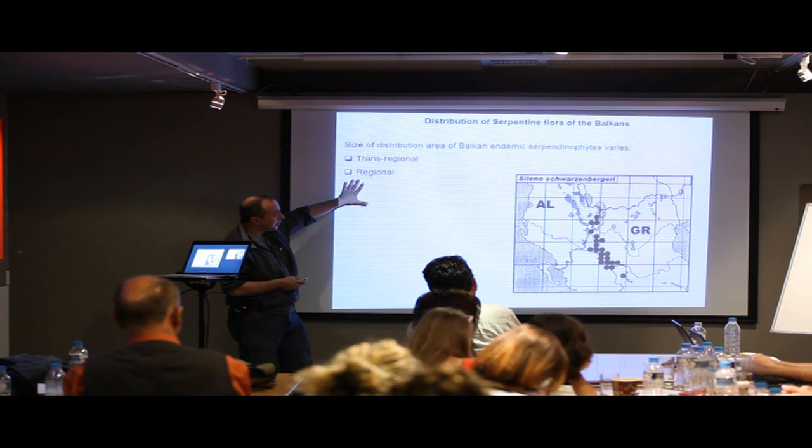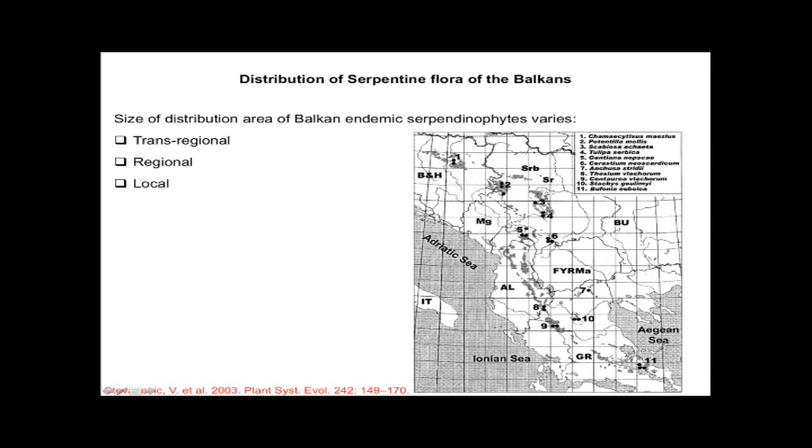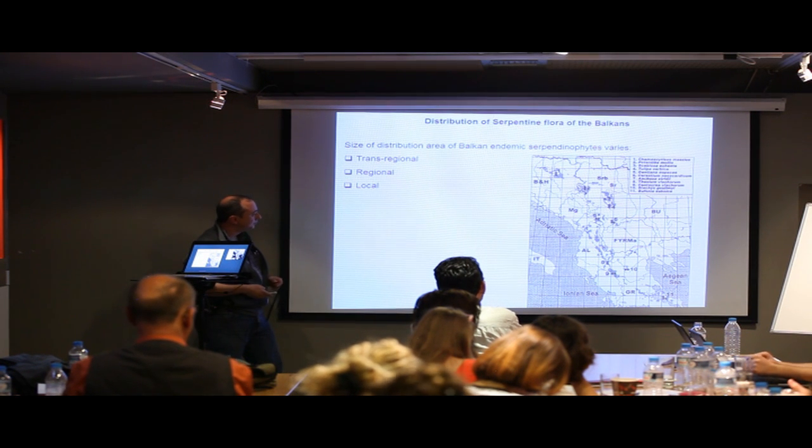Another category is the regional endemic species, which are confined to one floristic region only, as is the case of Silene schwarzenbergeri, which is confined to the floristic region of North Pindus. And there are a lot, 69 actually, local endemic species. These local endemic species have a distribution area only on one mountain, not on other mountains. We can see some examples of these species, growing in only a few localities.